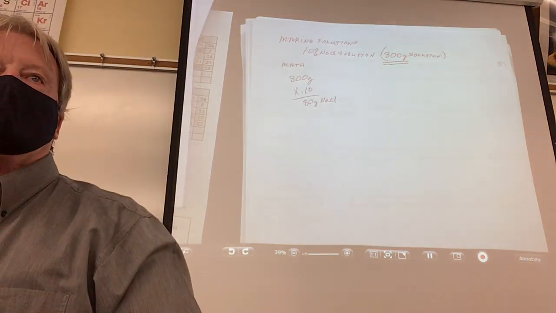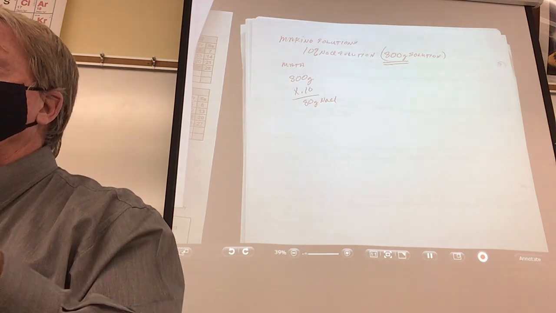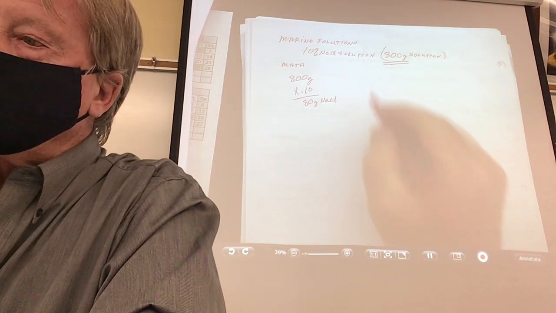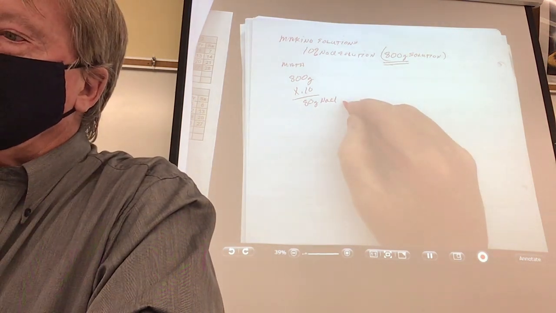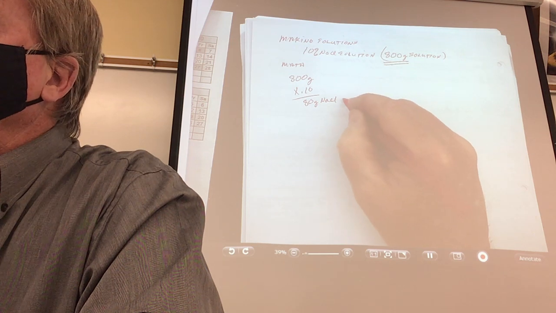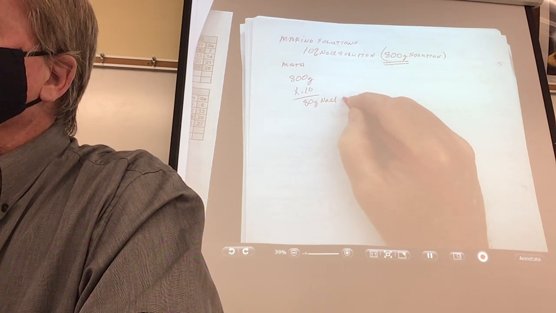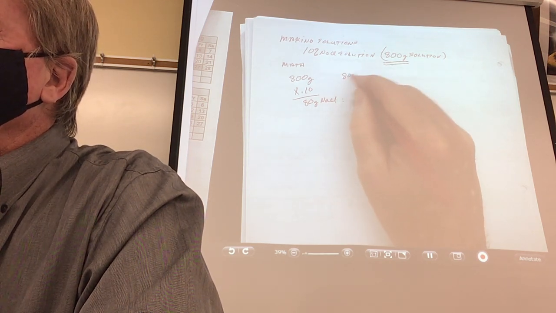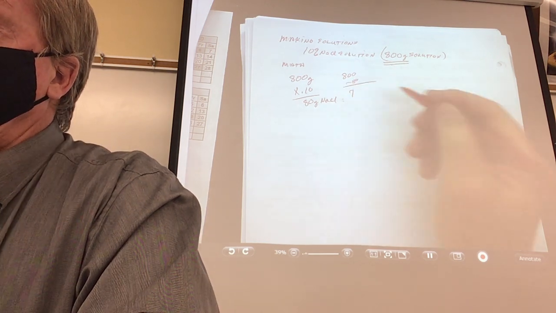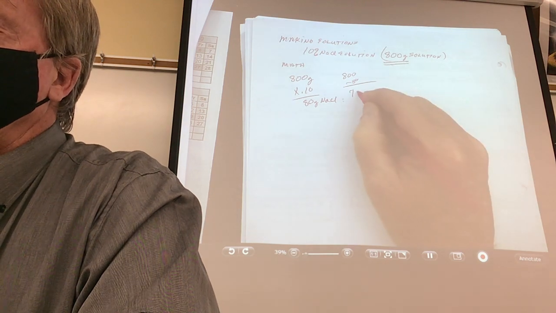I'm going to get my balance out. I'm going to put 80 grams in a container, 80 grams of NaCl, and then what am I going to do? 80 grams of NaCl, and how much water am I going to have? This is the easy part. How much? Oh, 720?